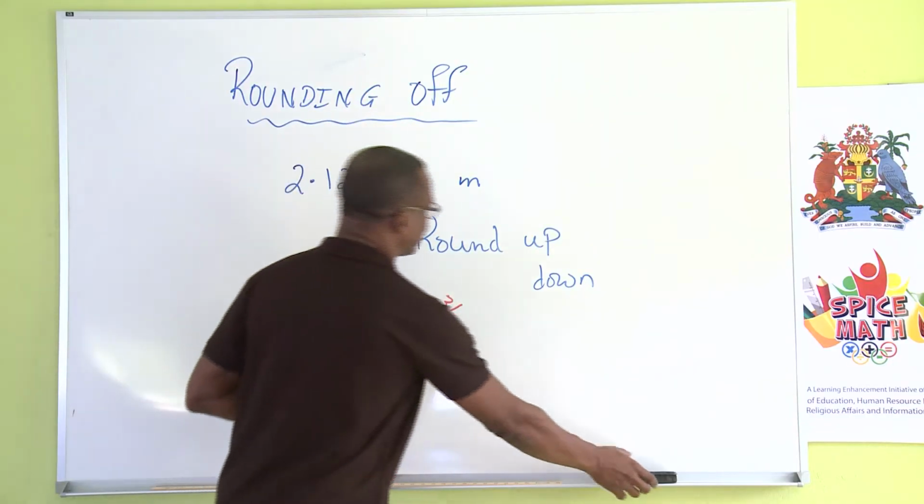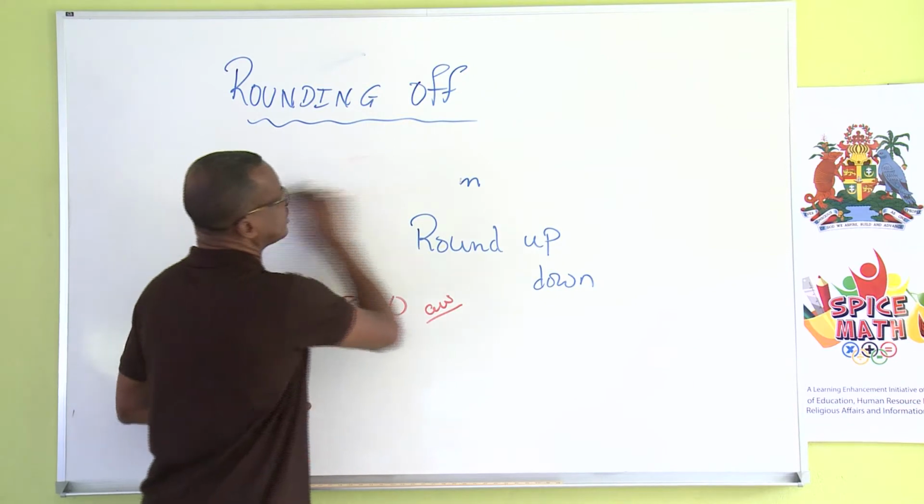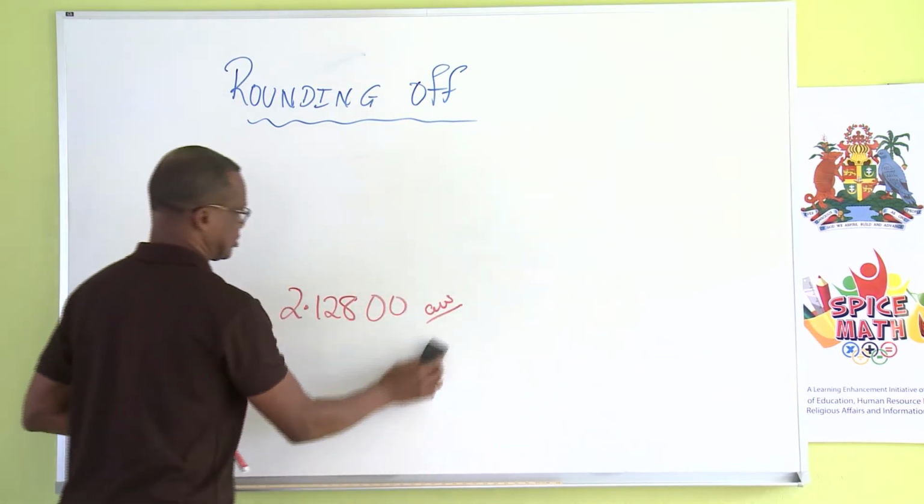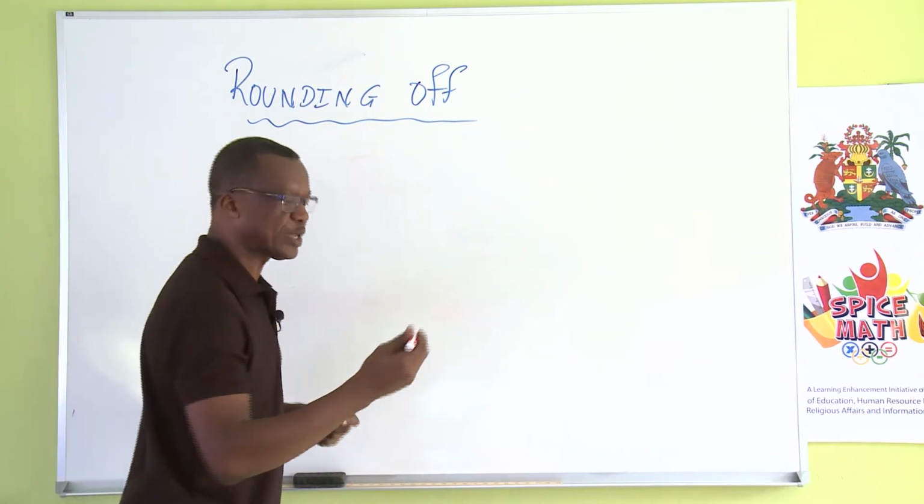Let's move on. Or let's look at an example. Another example. Let's suppose we had this number.